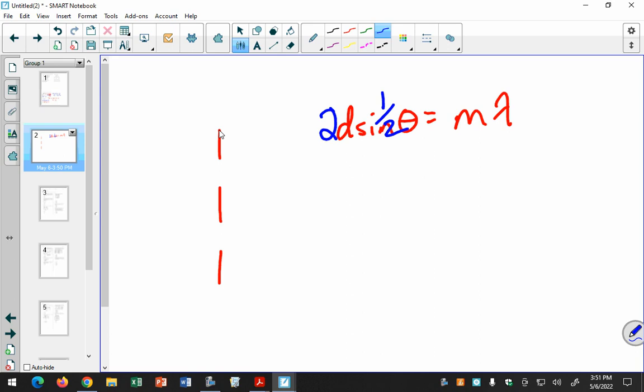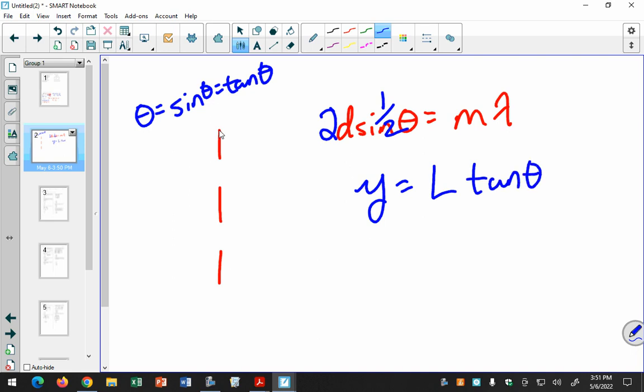In these problems we're making the assumption that theta is equal to sine theta is equal to tan theta. We don't really talk about this in class, but it's true for small angles, and they're usually small angles, though not always. But that's beside the point. So y equals L tan theta. If sine theta is halved, tan theta is halved, and then y is halved. So if d goes up, y goes down by the same amount. I don't know if that's what you said. Is that what you said?